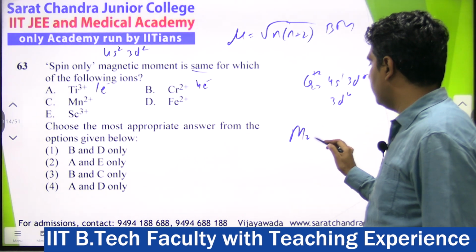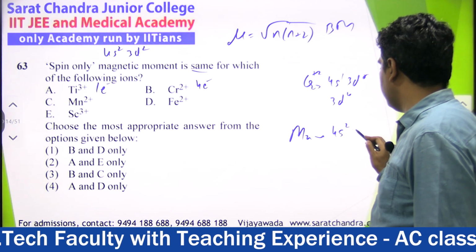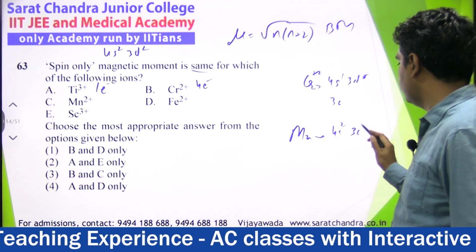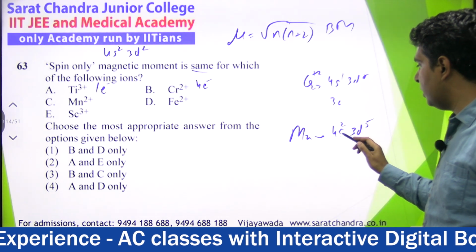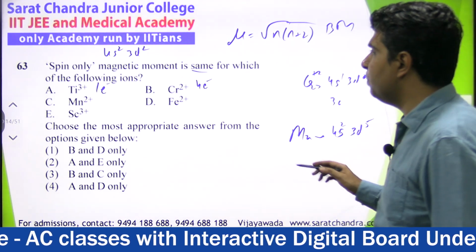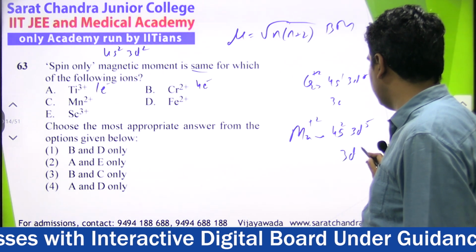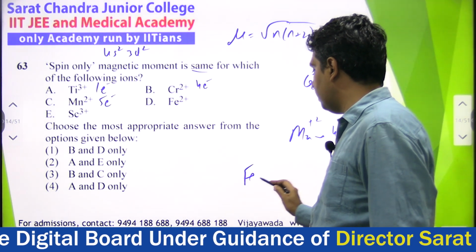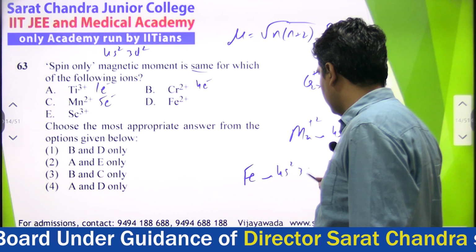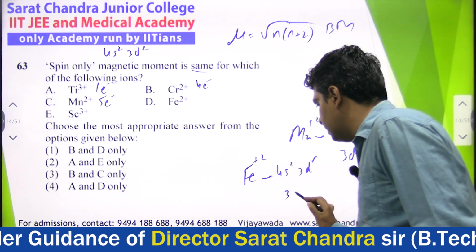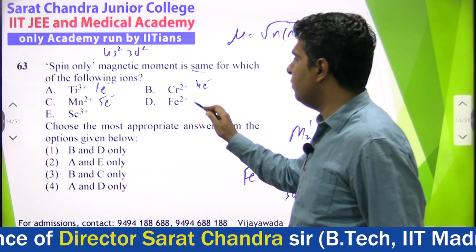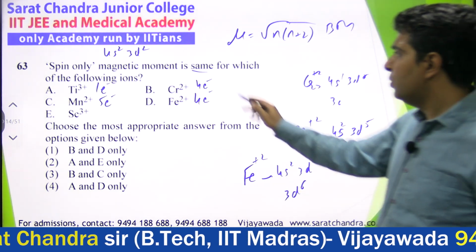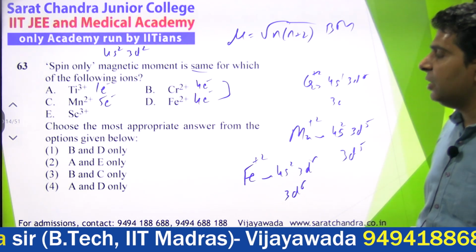Manganese is 4s2 3d7. Sorry, 4s2 3d5. So manganese is atomic number 25, 4s2 3d5. Now manganese +2 will be 3d5, as 2 electrons from 4s will be removed. So manganese +2 has 5 unpaired electrons. Then iron, atomic number 26, 4s2 3d6. So Fe +2 will be 3d6, and there will be 4 unpaired electrons, as 2 electrons will be paired. So if the number of unpaired electrons is the same, they will have the same magnetic moment.